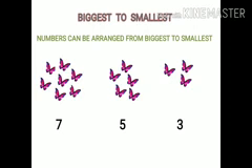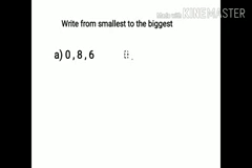So, let us go for some examples, children. Let us learn how to write from smallest to the biggest. Now, in the first set, we have 3 digits, 0, 8 and 6. How will we arrange this from small to big? First, we will choose the smallest number. Which is the smallest number? 0. Yes, right. Next, 6. Then, 8. Okay, so we have arranged the numbers from smallest to the biggest.